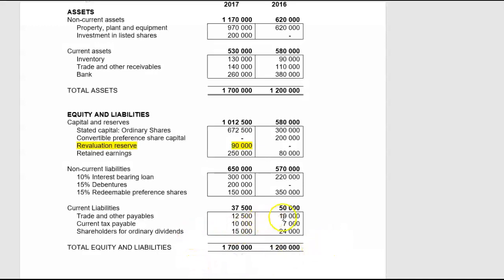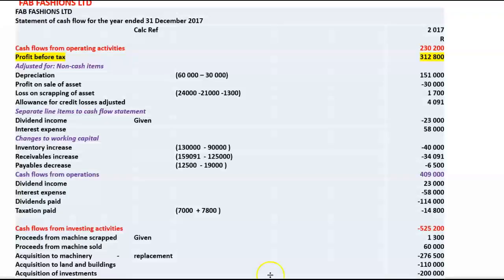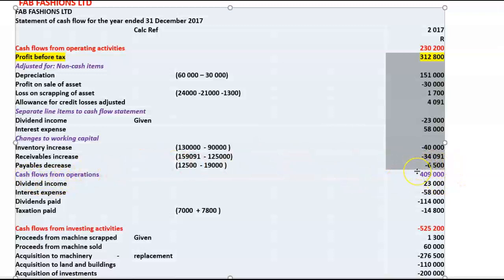And then the payables, that's our trade payables then. There was a slight decrease in trade payables. And that's also a cash outflow then. Where do we see that? Here, decrease in trade creditors, outflow of cash of 6,500. So if we now add up all these amounts, that will give us our cash flows from operations of 409,000. We've already discussed our separately disclosable items, all of them. So therefore now we can complete this section, cash flow from investing activities, 525,200.